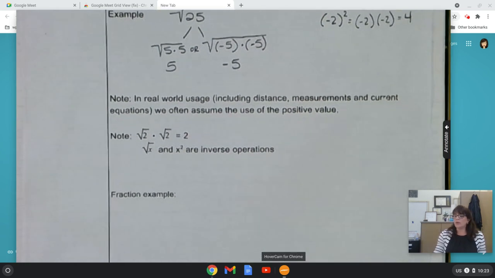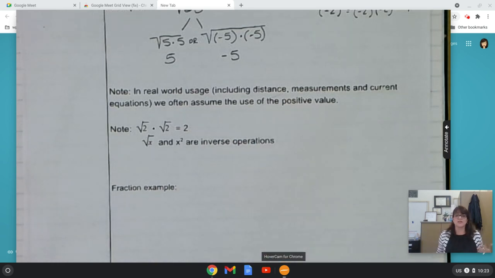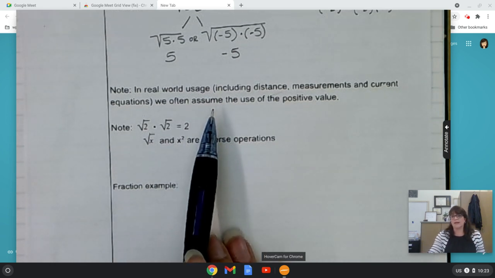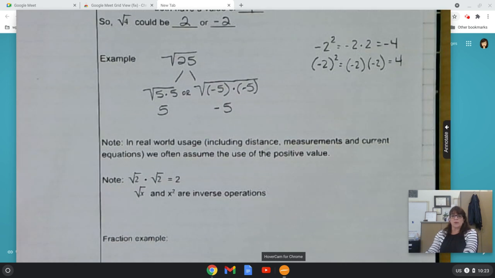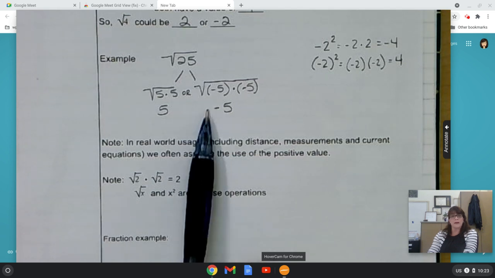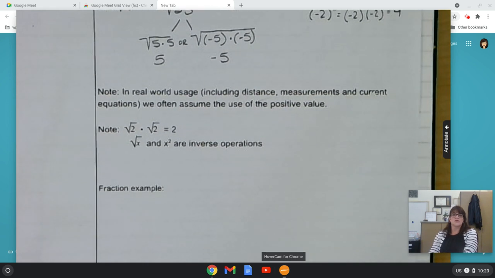Now, in real world usage, distance, measurements, equations, we often assume, there's that word again, the use of positive values. When you get into high school and start working with quadratics, you are going to get to the point where you have to solve the equation based on whether it was a positive or a negative. But for our purposes, we're just going to assume positive. Just to give you that clarity.